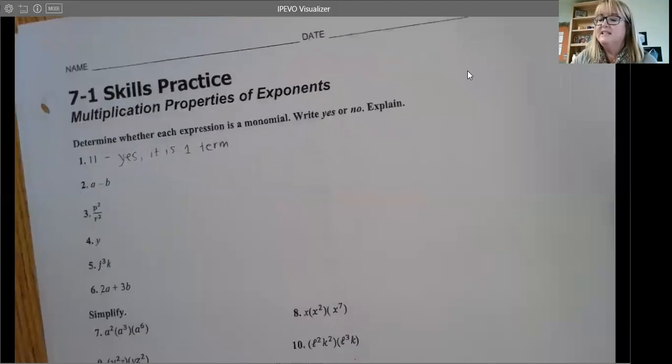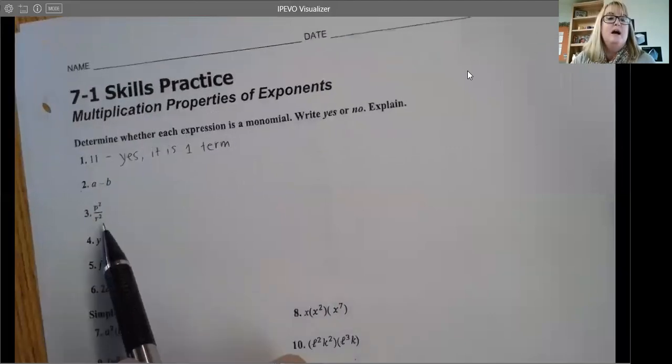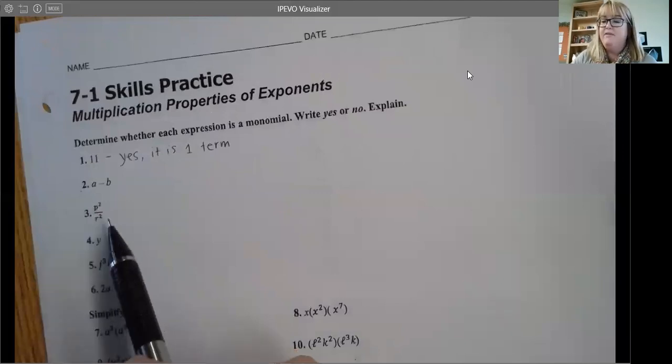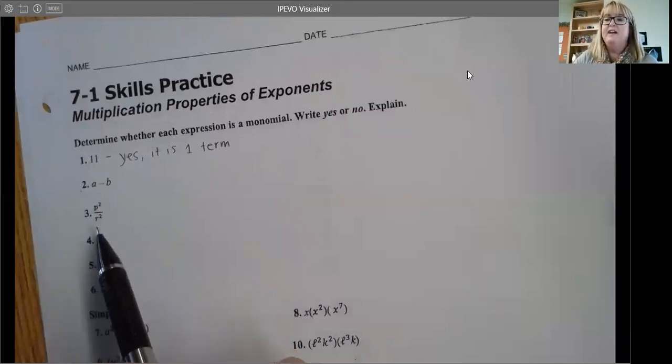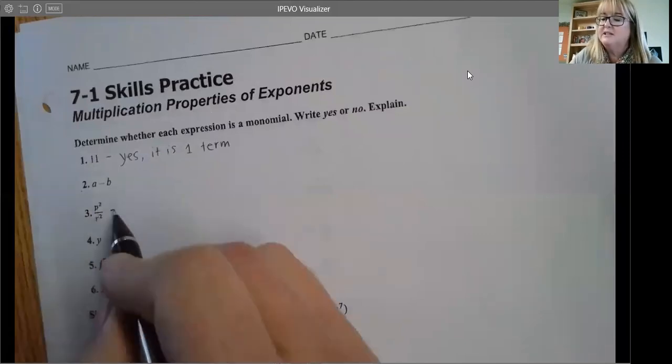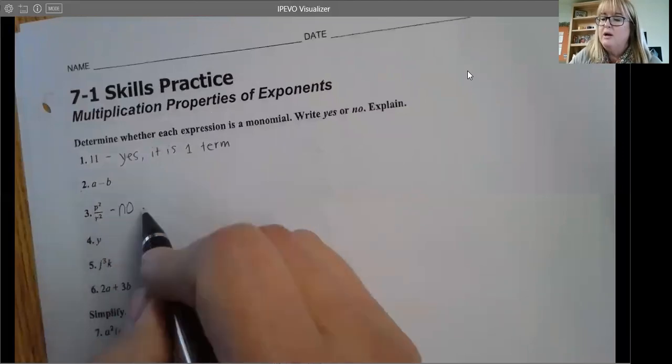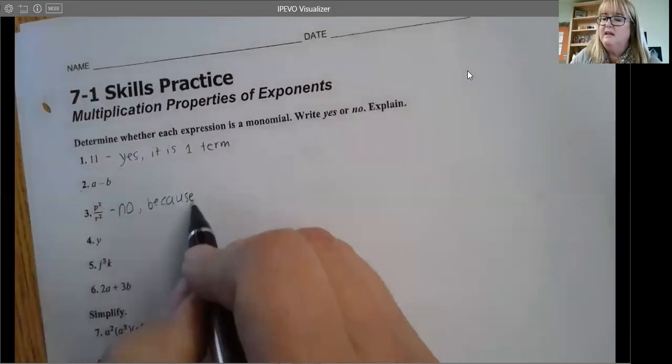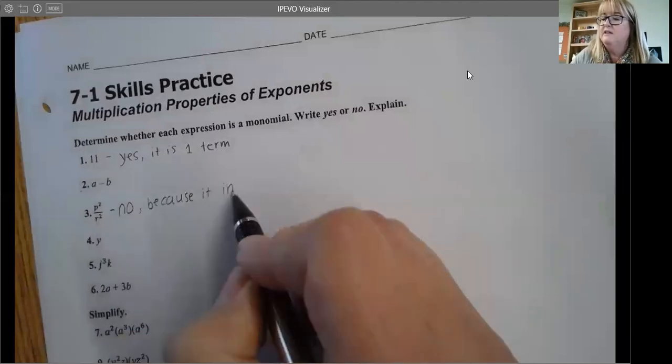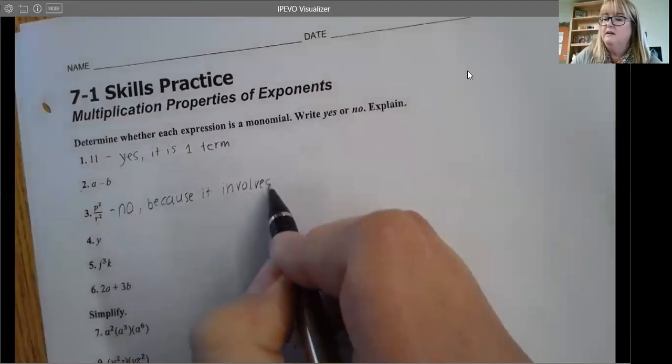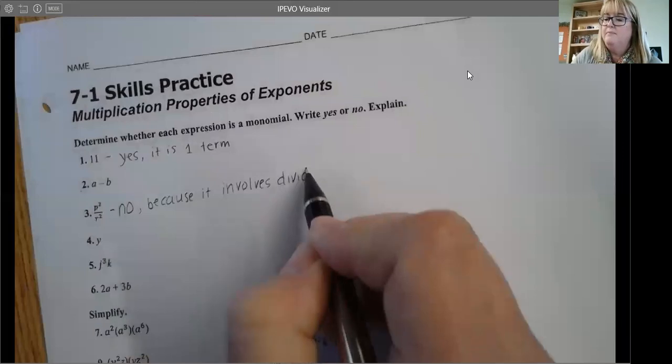Number 3, is this a monomial? It is one term, but if you will notice, we have a variable inside like a division problem. So this is a no, it's that exception. No, because it involves dividing by a variable.